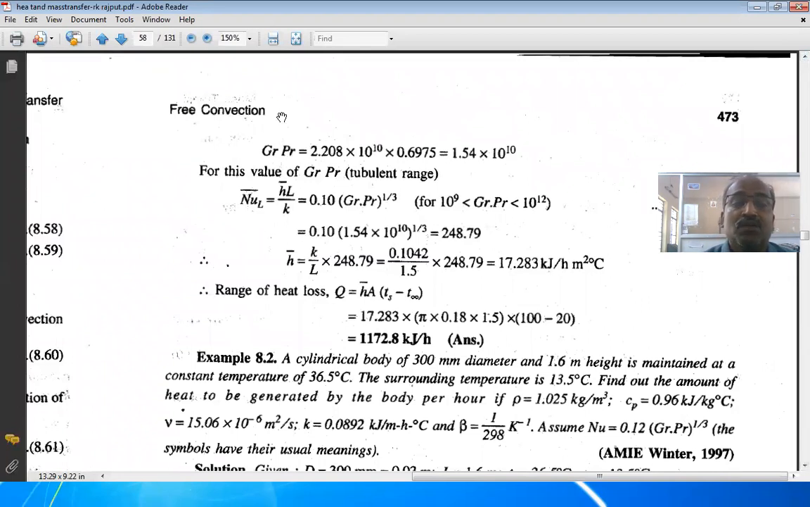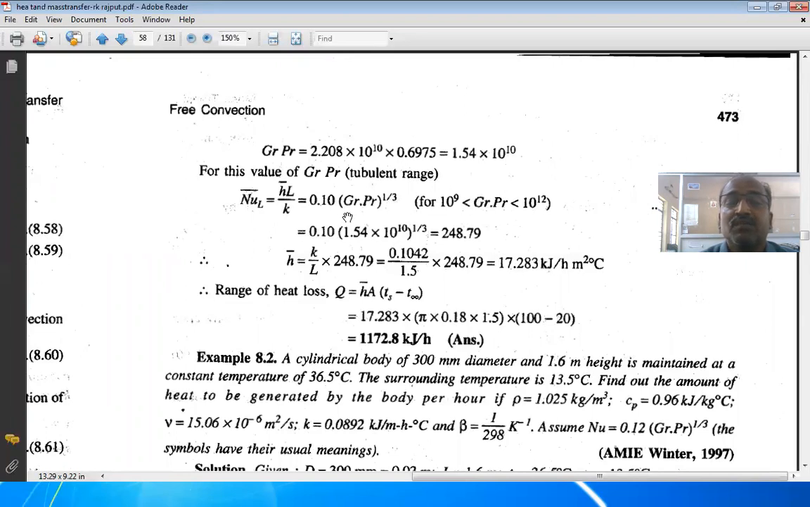So now you have to multiply Grashof's number and Prandtl's number. Grashof number is 2.208 into 10 raised to 10 and Prandtl's number is 0.6975. So multiplied, it is 1.54 into 10 raised to 10. These are all numbers. We have to see whether this value falls in the turbulent range, that is, 10 raised to 9 to 10 raised to 12.